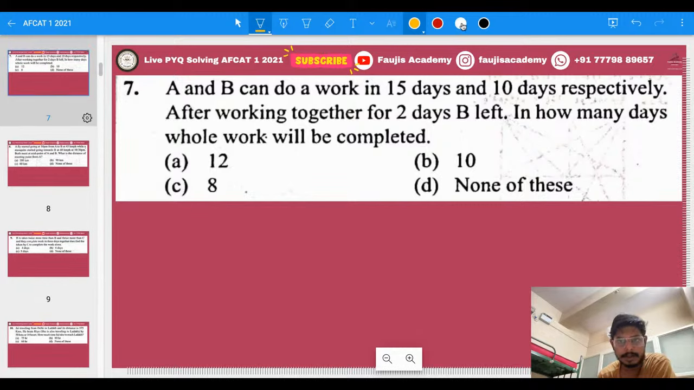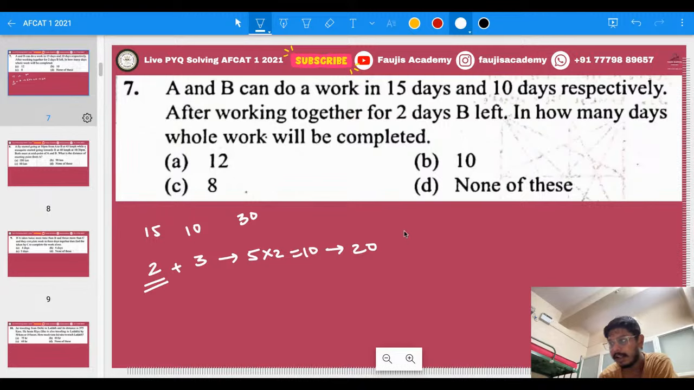All right. The seventh question, A and B can do a piece of work in 15 days and 10 days respectively. That means we are assuming total work is 30, right? 2 work is happening by him, another 3 work is happening by this person. Together they are doing 5 work. So in 2 days they are doing 10 work. Now that means 20 work is remaining, which will be done by A alone because B has left, right? So now this value will divide by 2, we'll get 10. Okay, 10 days A alone will work and 2 days A and B work together. So that means total amount of time taken will be how much? 12 days.